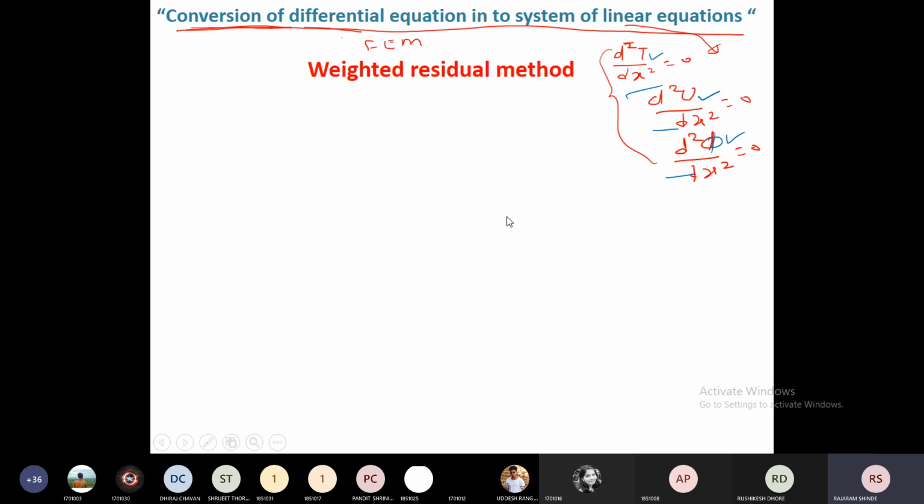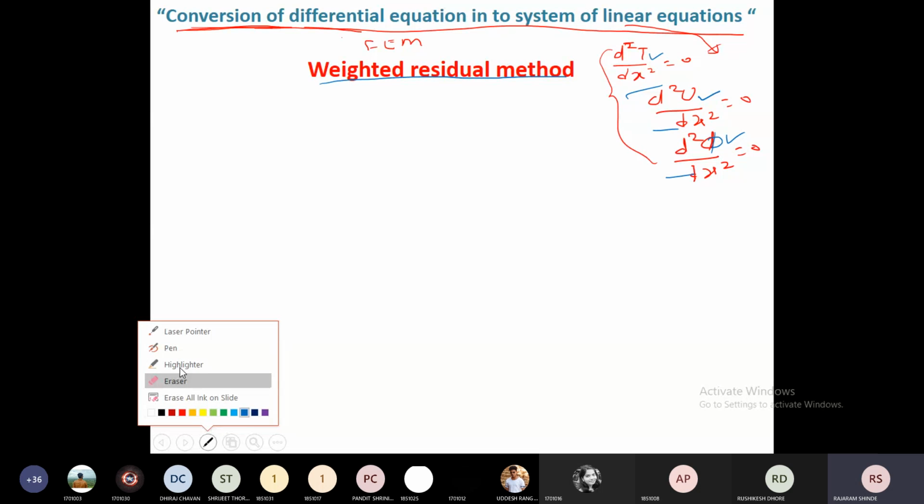Okay, and here in some disciplines we have concepts like the principle of minimum potential energy. By using that concept we can formulate the finite element equation, but in many disciplines we don't have concepts like the principle of minimum potential energy. So in these disciplines we have to go for this weighted residual method. Now, how is this weighted residual method working and what are its steps?